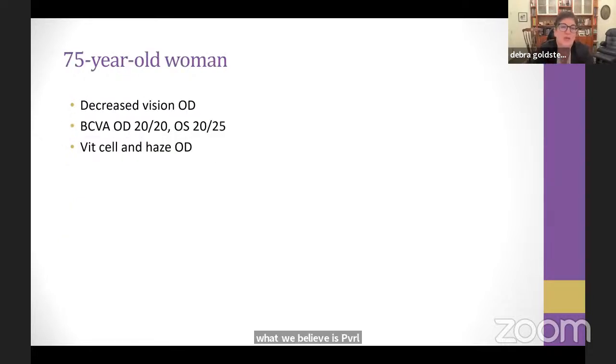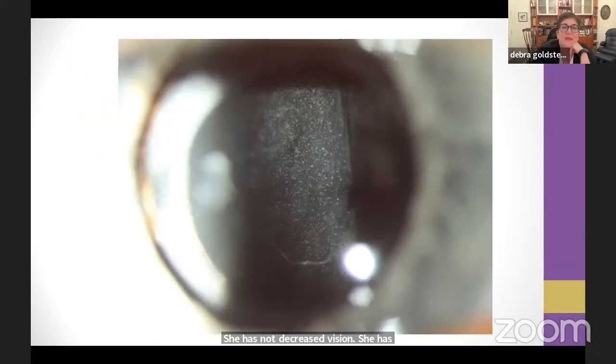The last case I'm going to show is a 75-year-old woman with decreased vision in her right eye. She has vitreous cell and haze only in her right eye. This is a picture that I took to show you what I'm talking about with the vitreous cells.